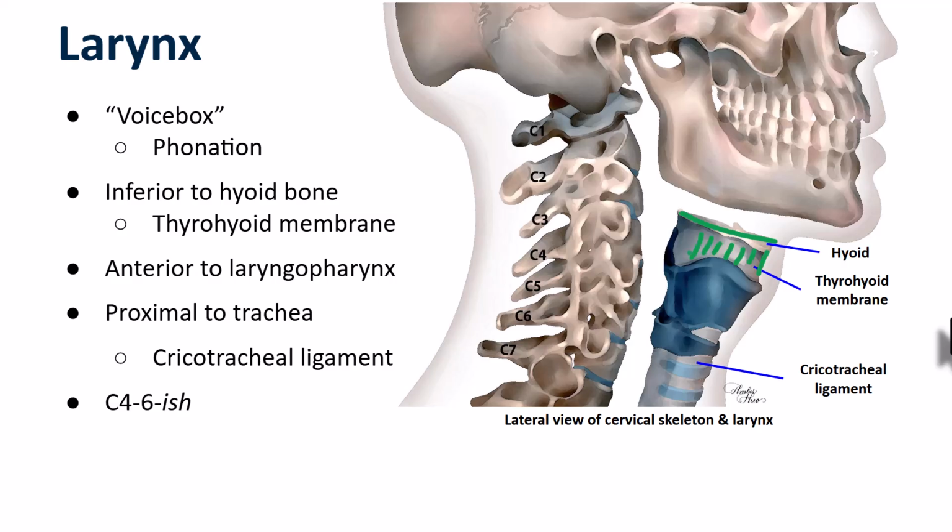That thyrohyoid membrane takes its name not just from the hyoid, but also from the thyroid cartilage that it directly suspends. There's also a ligament which connects the trachea to the larynx, and the trachea is inferior to the larynx, called the cricotracheal ligament because the trachea is suspended from the cricoid cartilage of the larynx. Relationally, the larynx sits at about the level of C4 through C6. In fact, the inferior margin of the cricoid cartilage is at about the C6 vertebra.